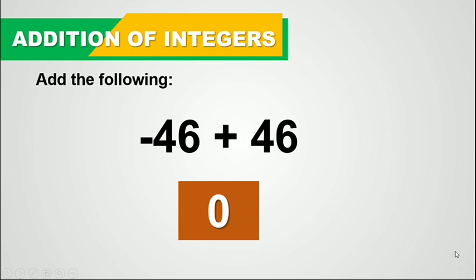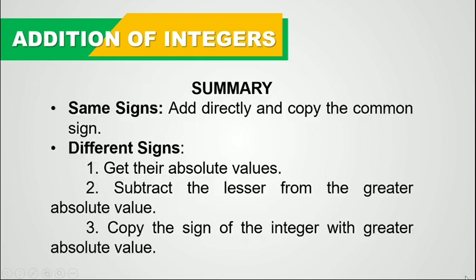alright, it's 0. Now, take note of this when you are adding numbers, technically the same numbers but different signs. So this is negative 46 and this is positive 46. When you add them, the answer is always 0. Alright? Now let's sum it up.